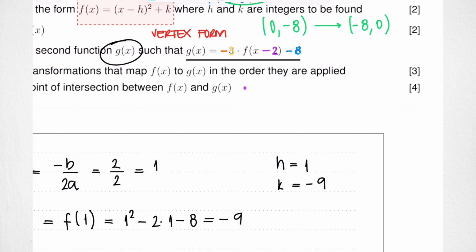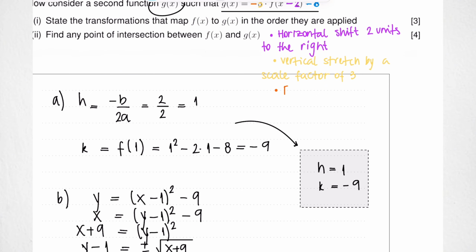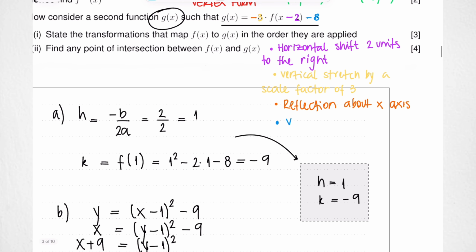So in the order in which they're applied, we have a horizontal shift 2 units to the right, we have a vertical stretch by a scale factor of 3. We also have a reflection about the x-axis. And we have, lastly, for this negative 8, a vertical shift 8 units down. And these are all the transformations in the correct order.